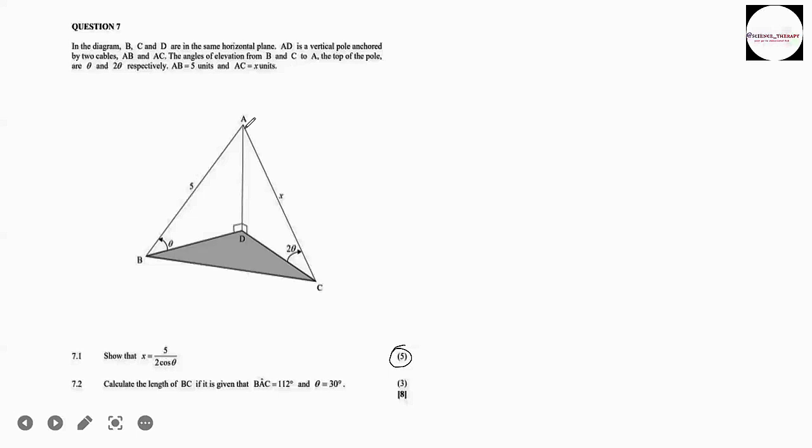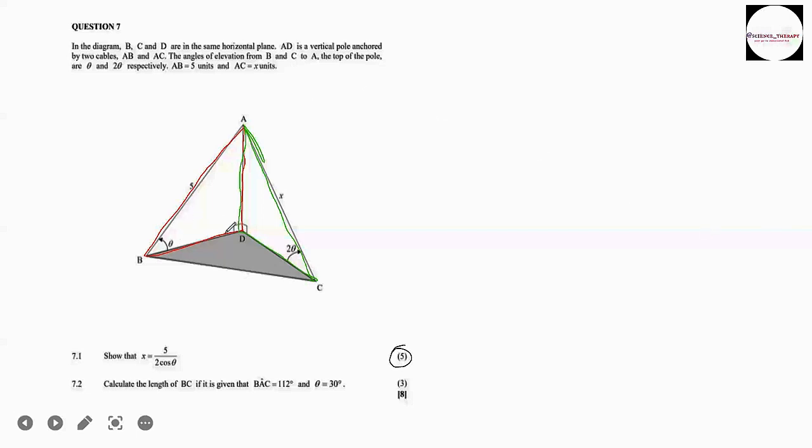We can see that we will obviously have to use these two triangles here. So let's mark them. You have this triangle here, and then we also have this other triangle. But what is the common side between these two triangles? It is the vertical pole AD. So we want to express each expression from each triangle in the form of AD being the subject of the formula.